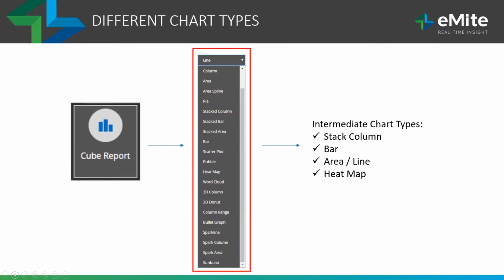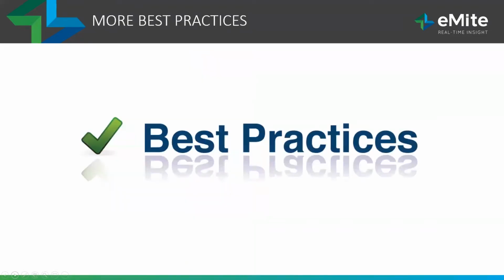So we have the heat map. You will see that in a bit later. Stack column and bar or area charts that you would have as an option when you create cube reports in eMite. And then some more best practices, how we can play around with your cube reports and how they relate to other data blocks within eMite. So I'll just quickly unshare my slides and get into eMite.